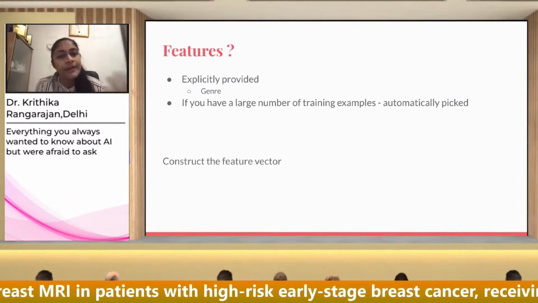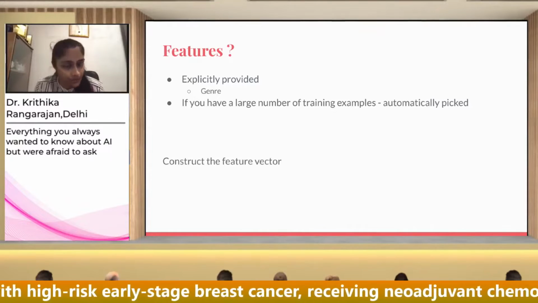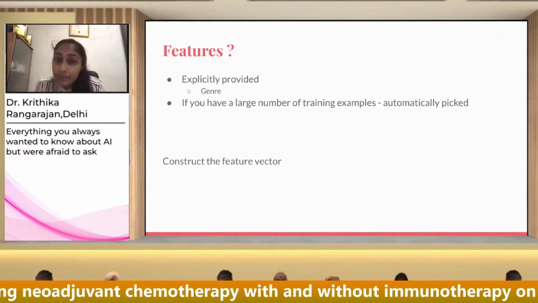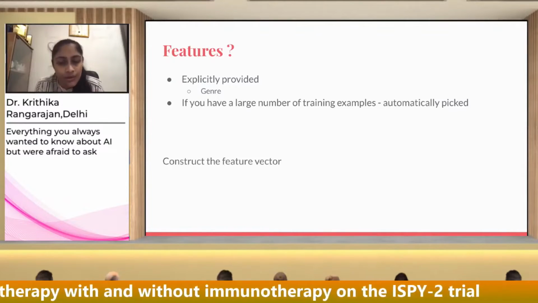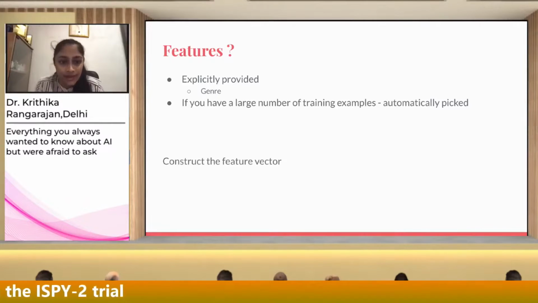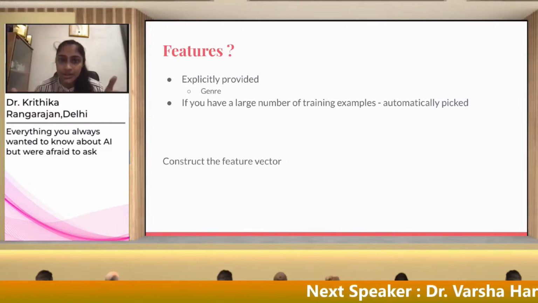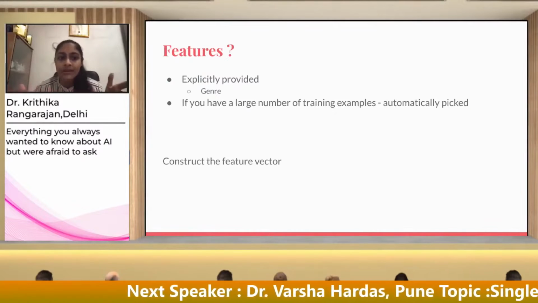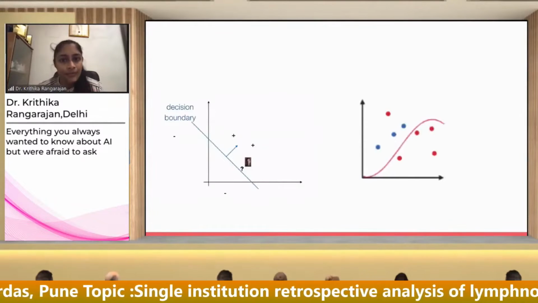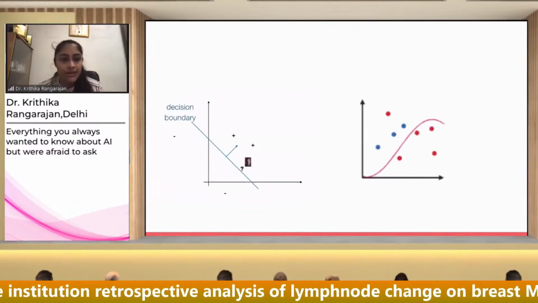However, if you have a very large number of training examples, like we often do today, and a deep learning algorithm, which is what we commonly use today, a lot of these features can be automatically picked by the network. When you put together these features and construct a vector, this is mathematically called a feature vector. So this is how a feature vector is formed from the information that you provide the network.